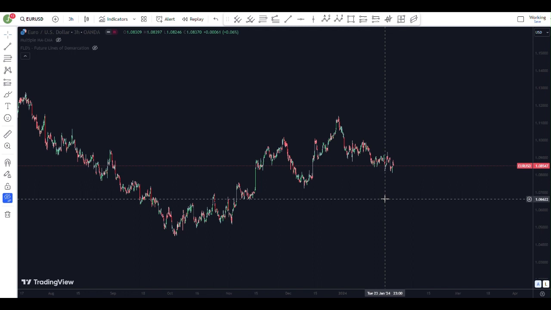This update is going to be for the S&P 500. However, we will quickly review the EURUSD, the USDCAD, the USDCHF, and the EURJPY. We are on the EURUSD 3-hour chart.